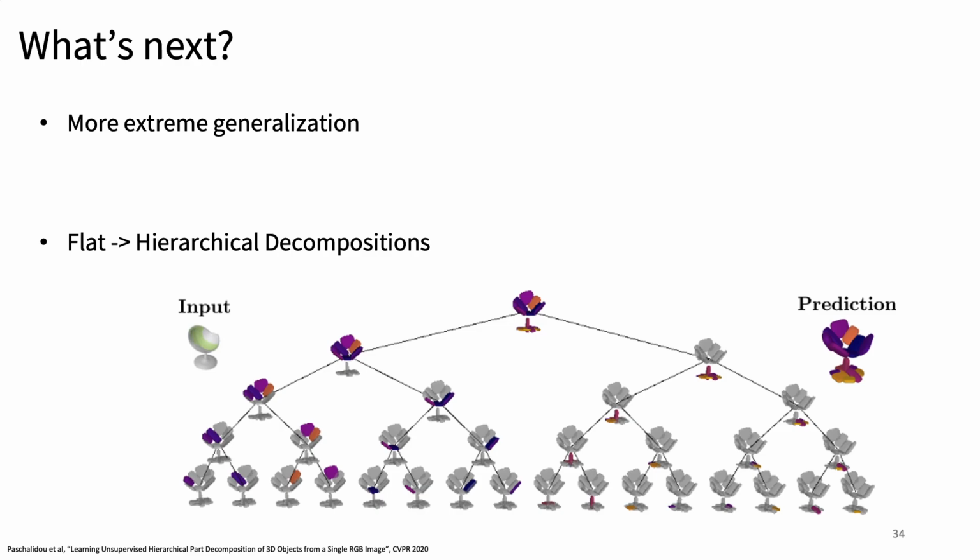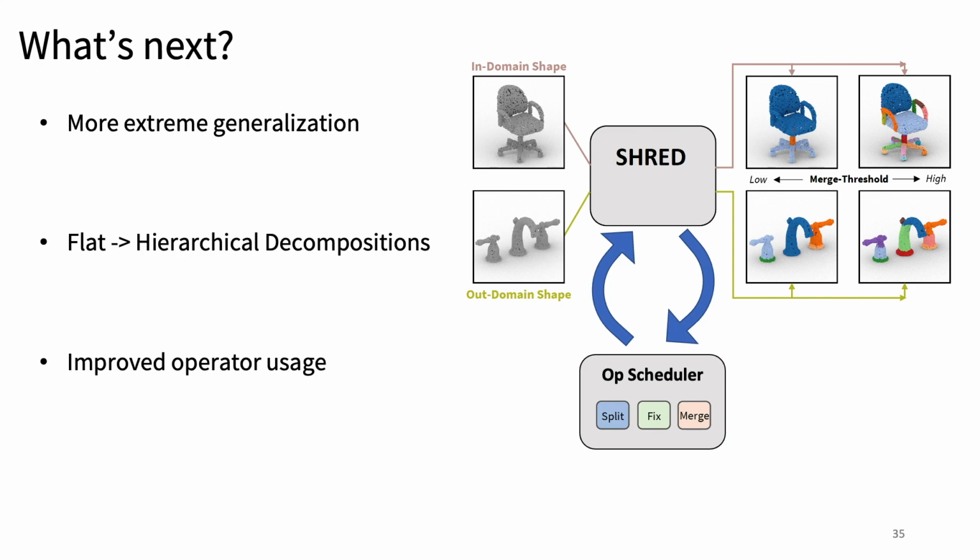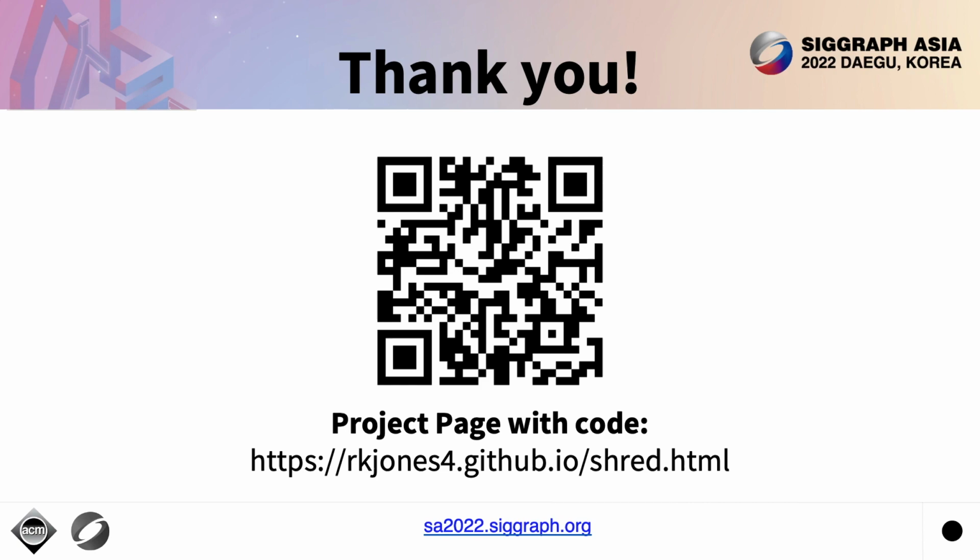Finally, while we find that Shred's sequential application of the split, fix, and merge operations results in region decompositions that outperform previous approaches, it's unlikely that the sequence is optimal for every shape instance. Shred's performance could likely be improved by wrapping the operators of Shred with a more advanced scheduler that can tailor which operation should be applied where in what order for a particular input shape.